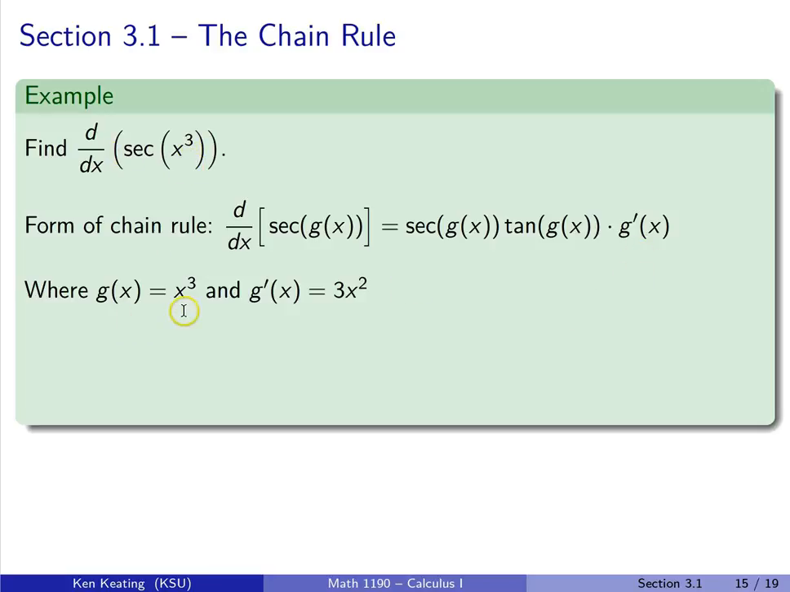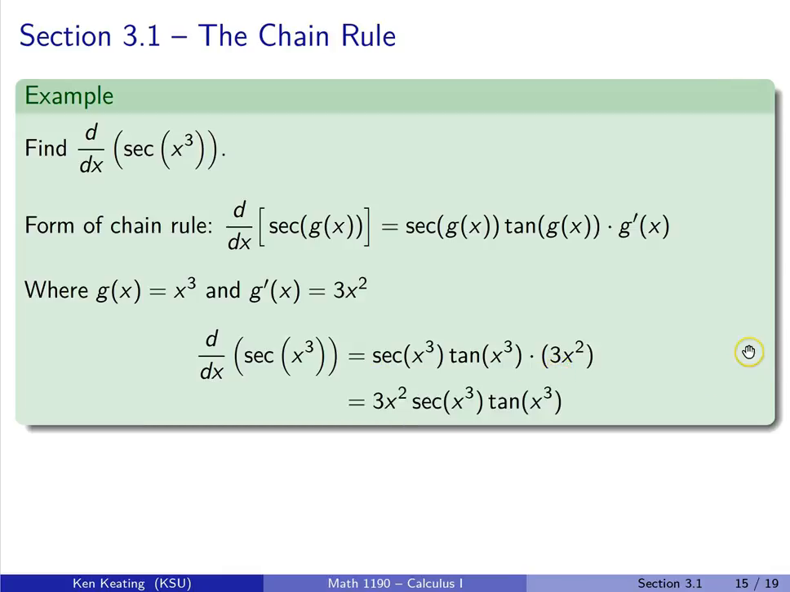G of x is x cubed. So the derivative of x cubed is 3x squared. All right, so derivative of secant of a function: secant of the function, tangent of the function, times the derivative of the function. We plug all that stuff in. And then, again, we can simplify this a little bit by pulling the 3x squared out in front and at least dropping one of the sets of parentheses.